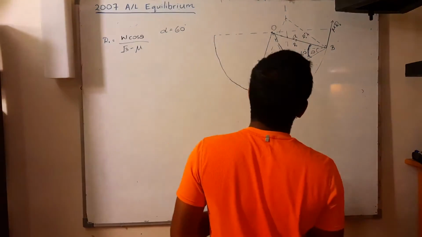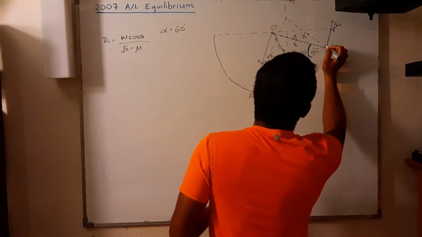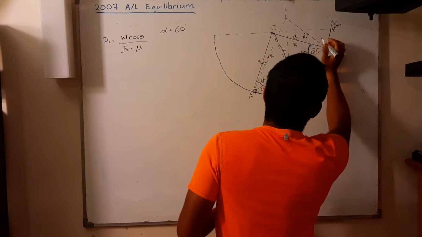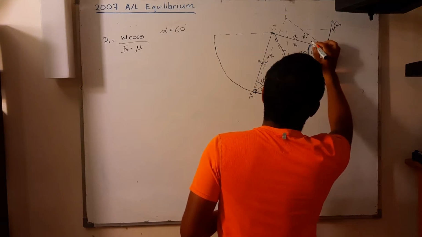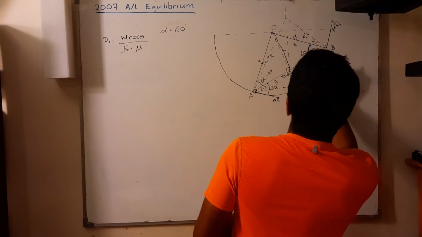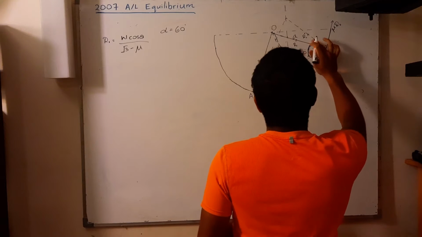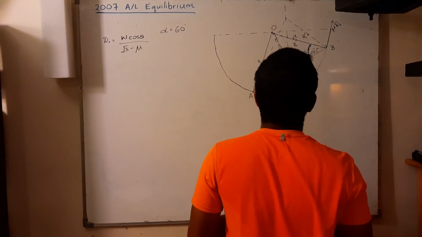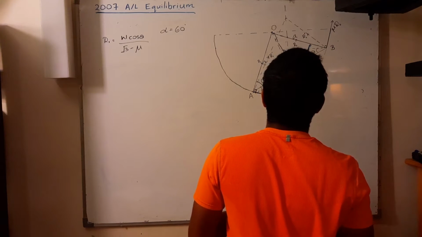So if this is 60, then that means I think this would be equal to 30 degrees, if I'm not mistaken. Would it or not? Sorry, my bad. But that won't happen.